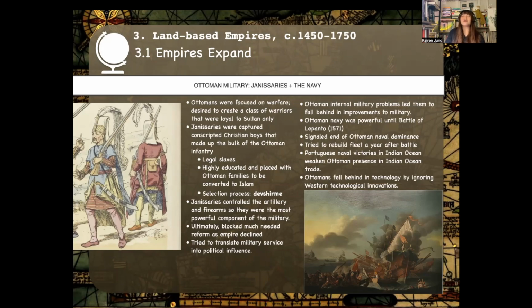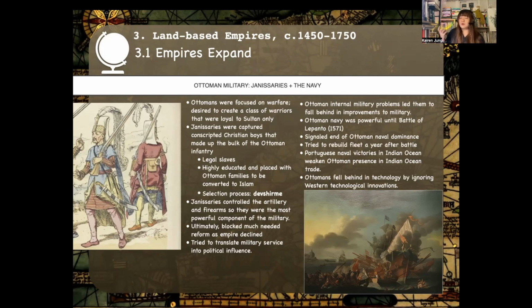They were the most powerful component of the military, but ultimately, when you have a lot of power, what happens? You slowly become complacent, and then you block reforms, and when you block reforms, what happens? Your empire declines. The Janissaries were a very excellent example of how military service eventually translated into political influence at this time. The Ottomans had a lot of internal military problems that led them to slowly but steadily fall behind in improvements to the military. It was an old, mighty, ancient country.